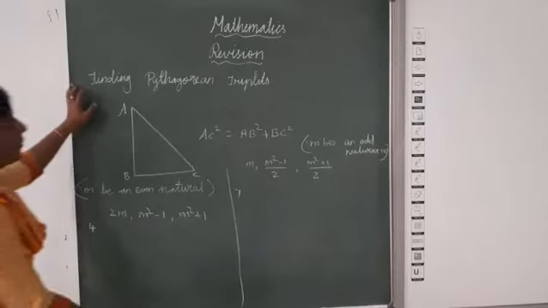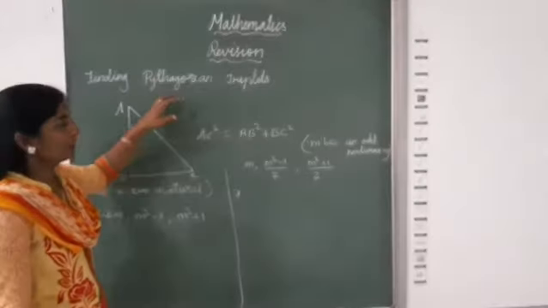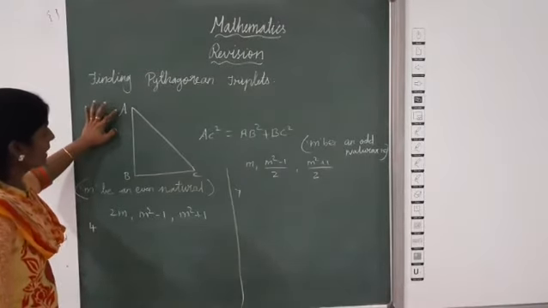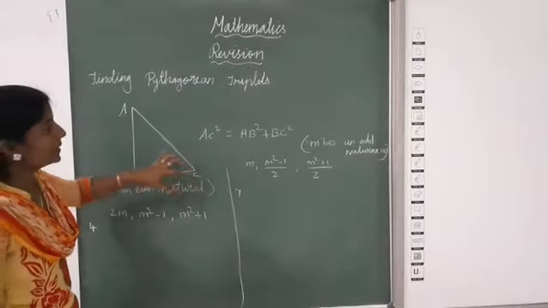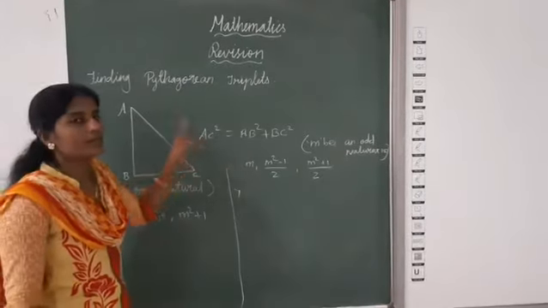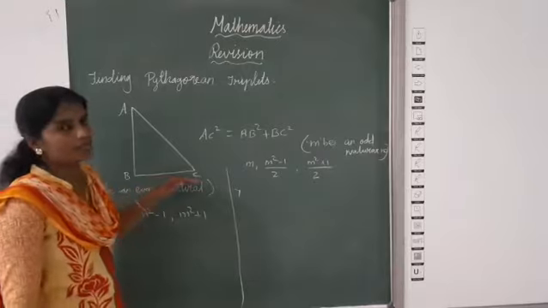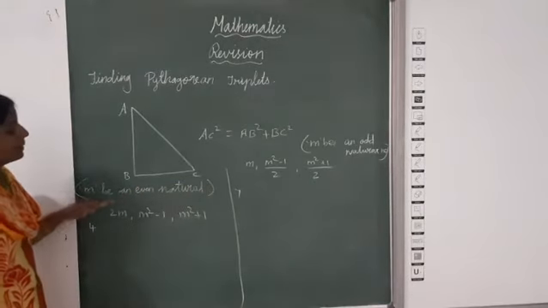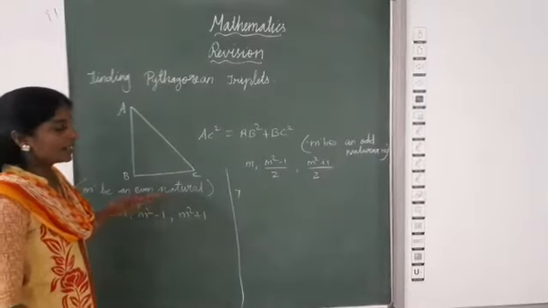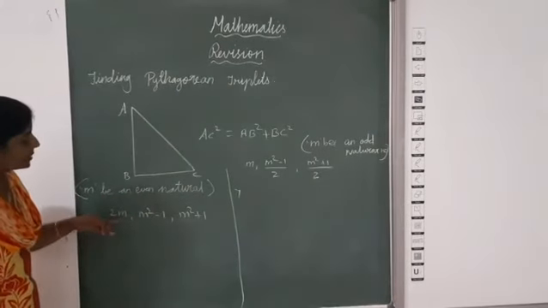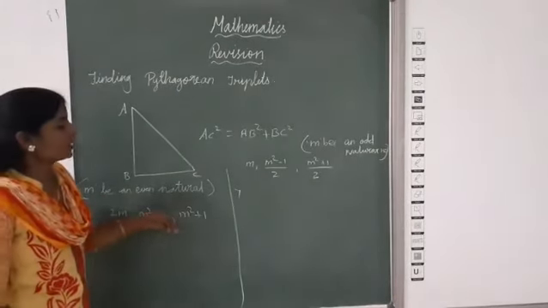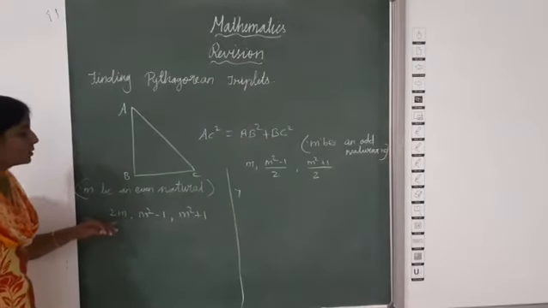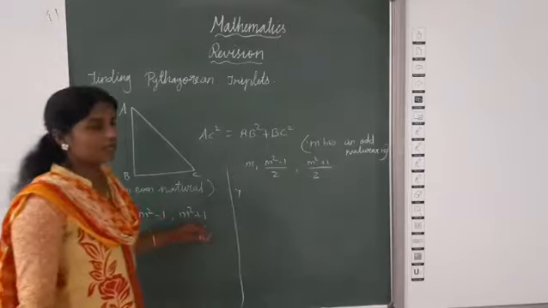Clear? Now, finding Pythagorean triplets. Pythagorean theorem says that if ABC is a right angle triangle, then AC square is equal to AB square plus BC square, isn't it? Now here, m being an even natural number greater than 1, 2m, m square minus 1, m square plus 1 is the Pythagorean triplet.